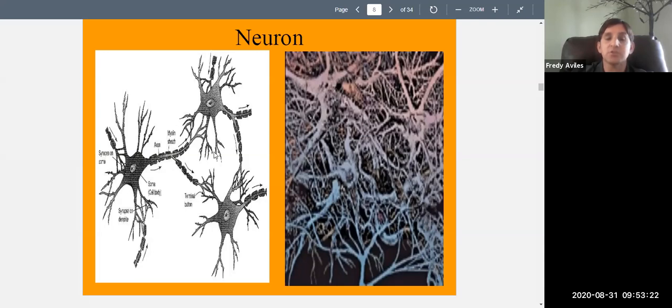Now, they don't really touch. You'll find out in a moment. The terminal buttons don't really touch the dendrites of the next neuron. But in the brain, you'll have a whole bunch of them, and it might look like something like this. You're born with billions of them, billions of these neurons, and then some of them die. And when you're first developing, it's important that some of them die, and only the ones that are needed survive. But then as you get older, more of them will die.